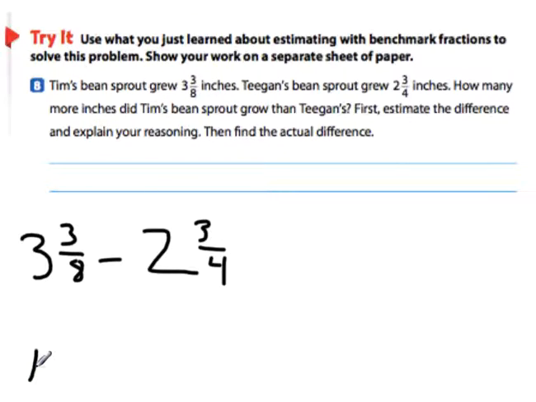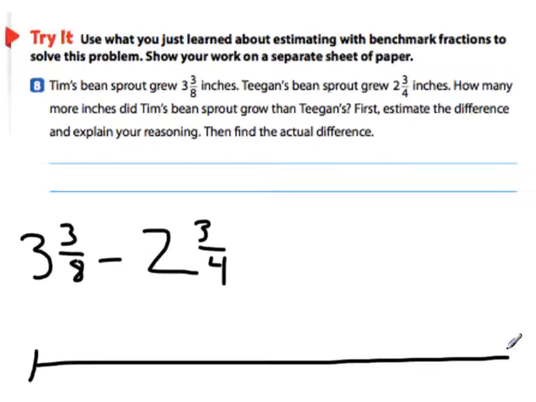So if we had a number line, it would go like this. We get 2 in the middle, 3 here, and 1 here. And I'm going to go ahead and change colors to do the benchmark fractions.